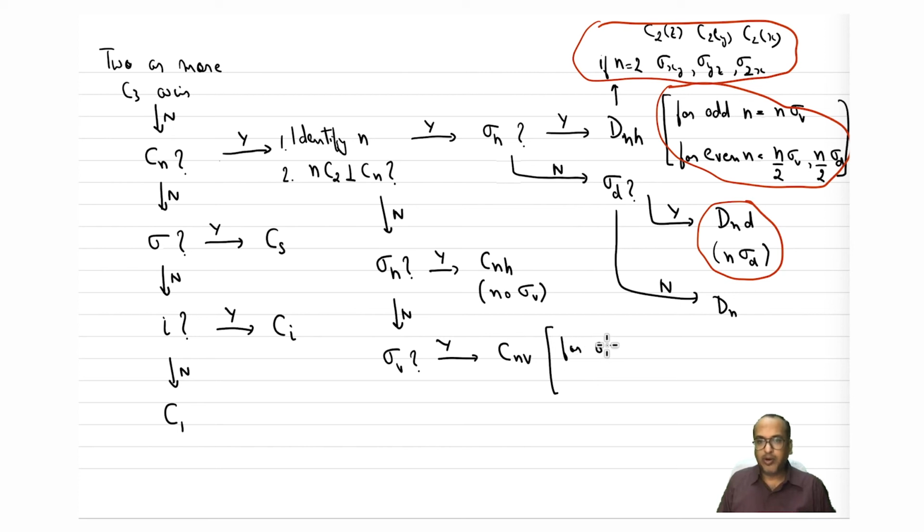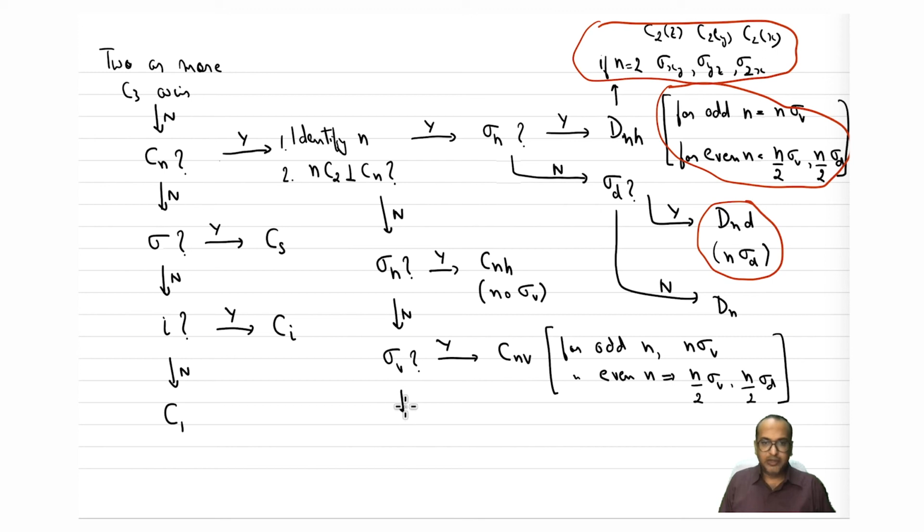And again, for this particular case, for odd n, there are n sigma v's, and for even n, there are n by 2 sigma v's and n by 2 sigma d's.